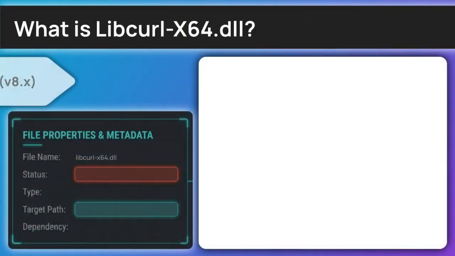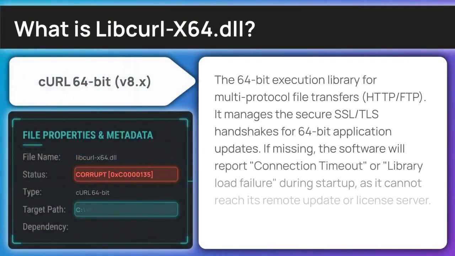This is the libcurl-64 library, the 64-bit execution library for multi-protocol file transfers, HTTP and FTP. It manages the secure SSL and TLS handshakes for 64-bit application updates. If missing, the software will report connection timeout or library load failure during startup, as it cannot reach its remote update or license server. Now that we've covered what the file does, let's jump into our first fix.